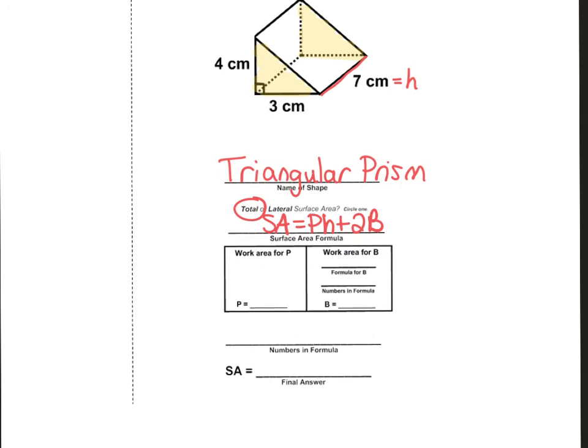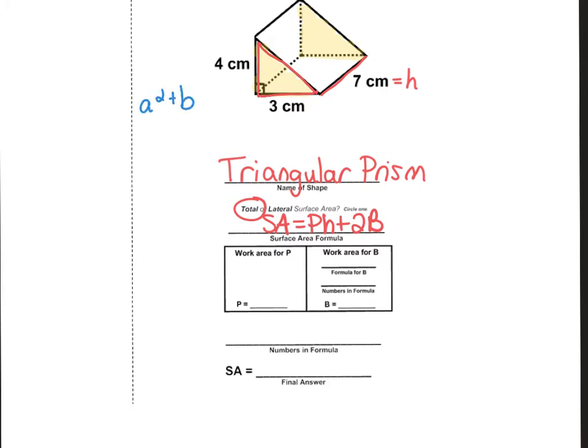So it asks for the perimeter of this base. We know it's 4 plus 3, but what we don't know is this other side. So this goes back to the Pythagorean theorem. We have to figure out what that other side is. Remember, this is a right triangle.